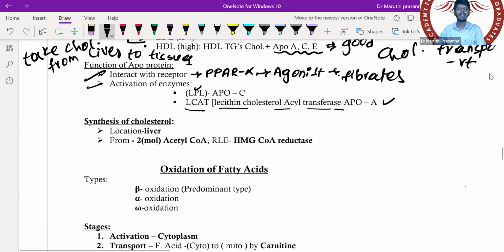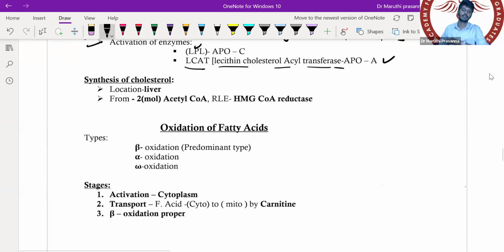All right. Let's talk about the synthesis of cholesterol. Again, this is an important thing with respect to pharmacology only. With respect to biochemistry it is a less frequently asked question, but with respect to pharmacology there is a very important point to be remembered. In your body, if you don't take cholesterol from your diet, you avoid the cholesterol.